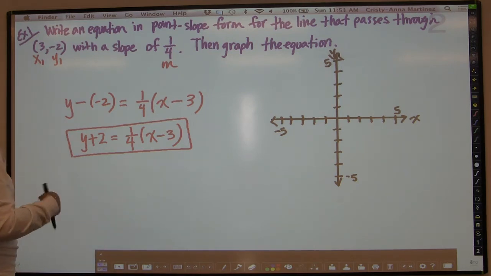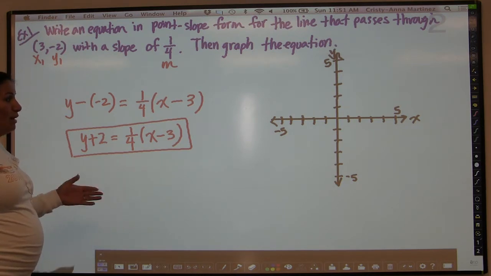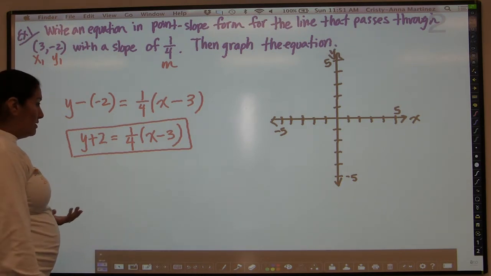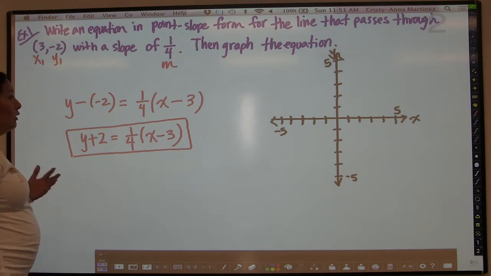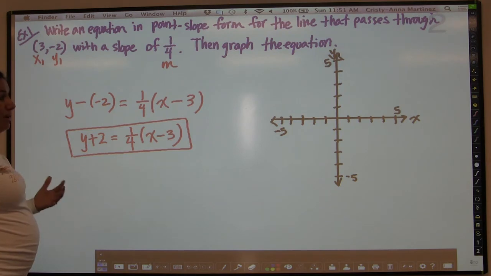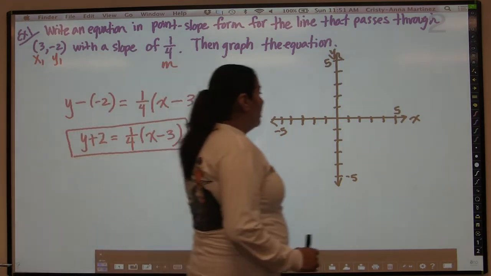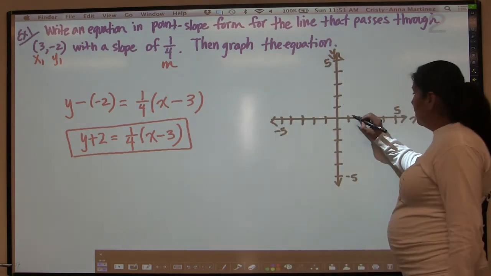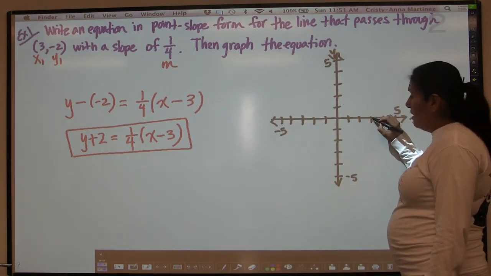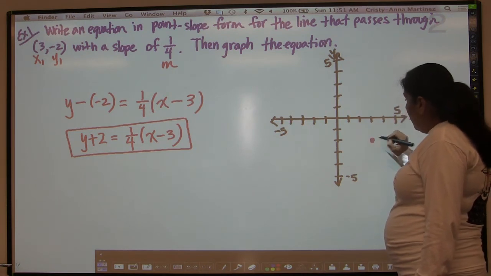Now, we want to graph it. Because you don't have the y-intercept, you can't graph it the way we graphed y equals mx plus b, but it is very similar. The only difference is that we're not going to start at the y-intercept. We're going to start at the point that was given. So they gave us the point 3, -2. So we're going to come over here to our graph, and we're going to say, here's x1, 2, 3, that's positive 3, y is -2, so we're going to start right here at 3, -2.